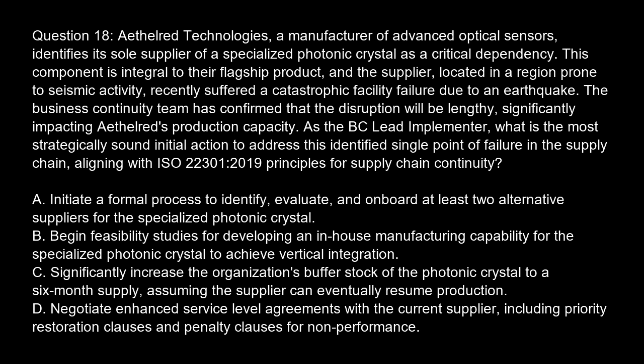Option A. Initiate a formal process to identify, evaluate, and onboard at least 2 alternative suppliers for the specialized photonic crystal. Option B. Begin feasibility studies for developing an in-house manufacturing capability for the specialized photonic crystal to achieve vertical integration. Option C. Significantly increase the organization's buffer stock of the photonic crystal to a 6-month supply, assuming the supplier can eventually resume production. Option D. Negotiate enhanced service level agreements with the current supplier, including priority restoration clauses and penalty clauses for non-performance.